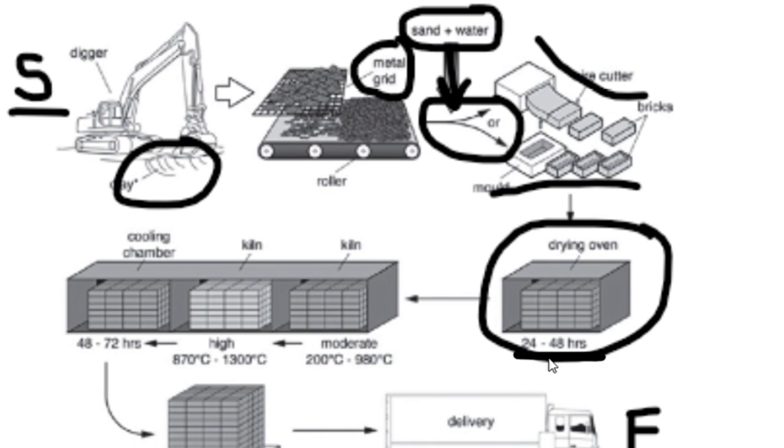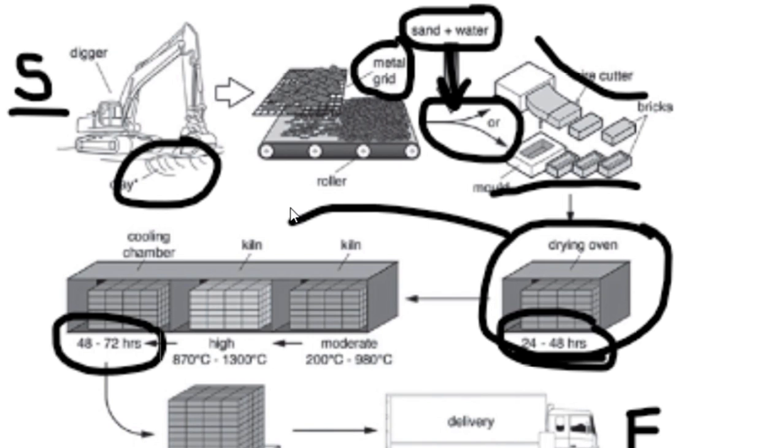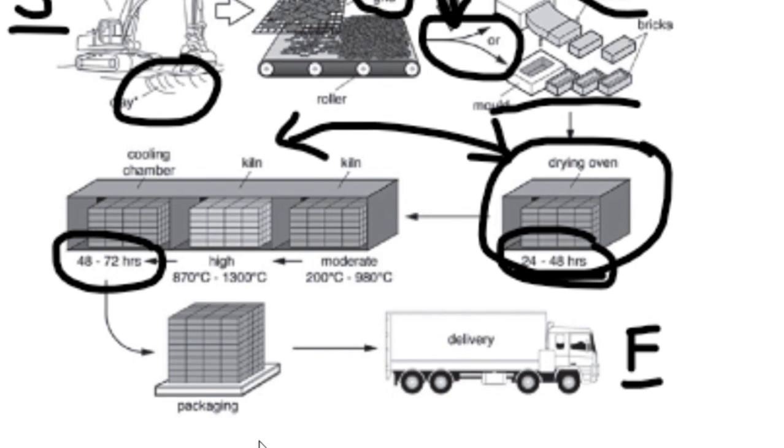And we're given time, 24 to 48 hours. This time is relevant. This is important information. We are then given more information, 48 to 72 hours. So we have a drying oven which is probably very, very hot and very quick. Then we have another drying process which takes a longer period. So we have a quick drying period followed by a longer drying period. So we can contrast and compare this data. Okay, packaging and delivery.